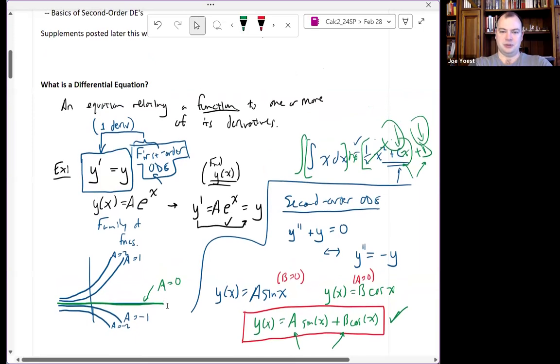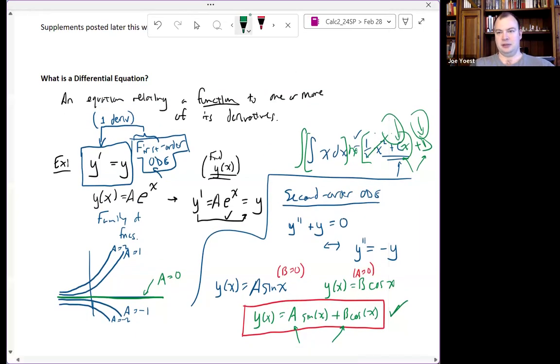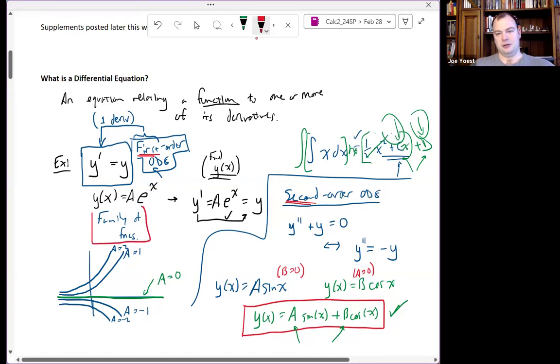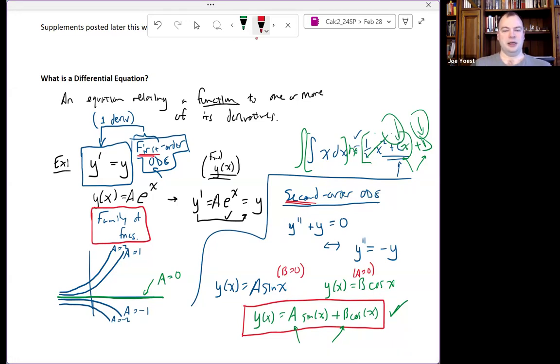Okay, so just to recap, important bits. We have first and second order differential equations. The solution to a differential equation is a function, and the most general solution to a differential equation is going to be a family of functions parameterized by one arbitrary constant for a first order equation, and two arbitrary constants for a second order equation.